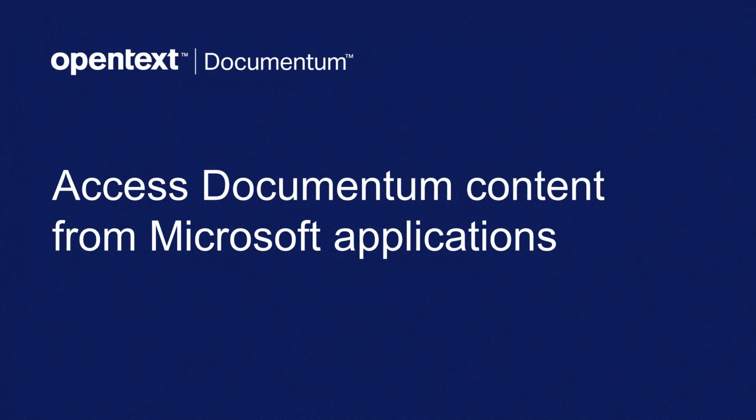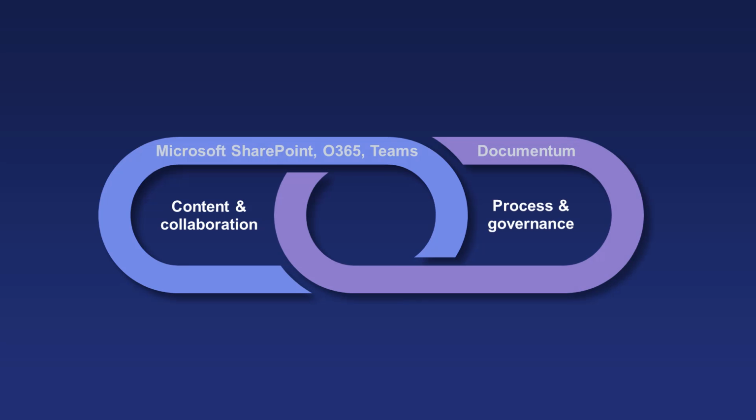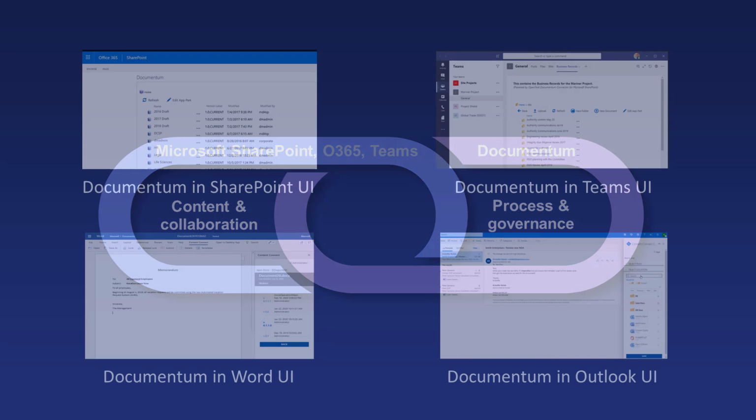With more people working remotely and increasingly relying on tools such as the Microsoft Office suite to create and collaborate on content, it's more important than ever to ensure comprehensive lifecycle management is extended to this content. OpenText Documentum works with Microsoft applications, adding process and governance capabilities, improving productivity and reducing risk.